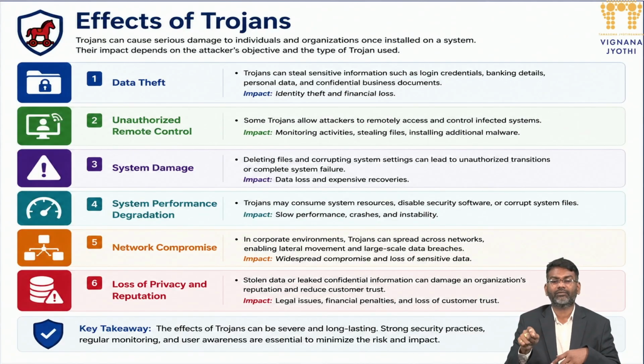Why? Because the firewall has already been compromised by the Trojan. It also loses the privacy of the data maintained by every individual user, and it also loses the reputation of the organization. These are the different types of effects that will be seen because of these types of Trojans.